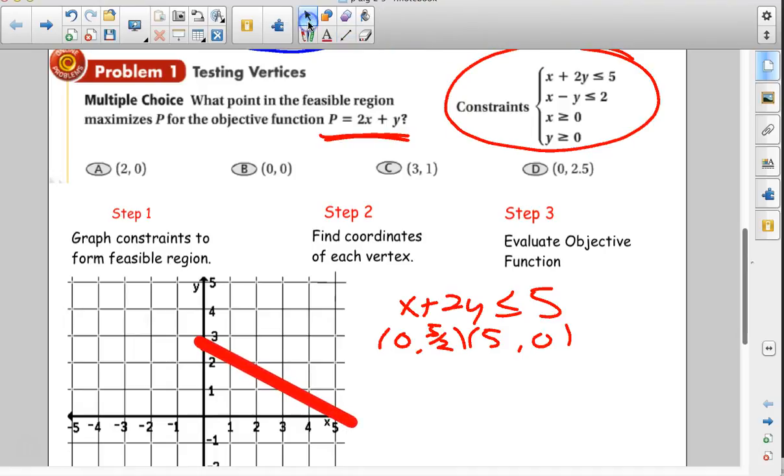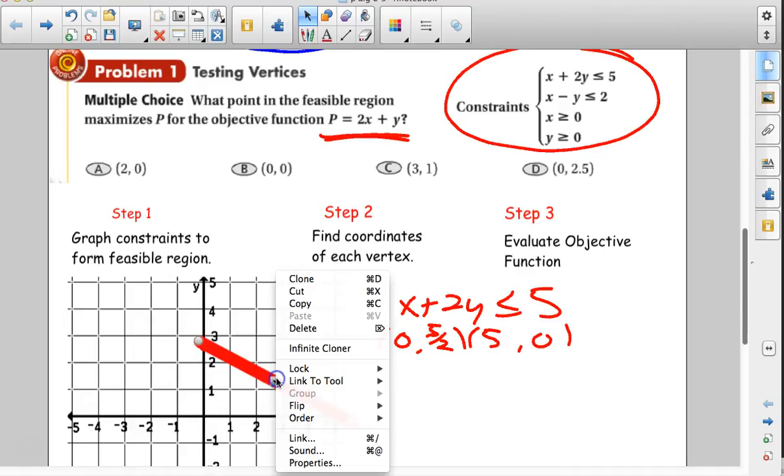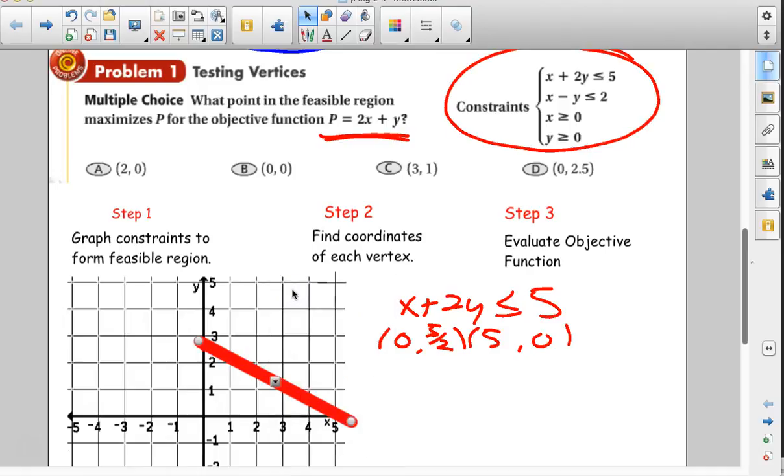That's way too thick. I'm not going to use that. Now, technically it is a line, but I just looked at the last two constraints up there, and I told myself, you know what, I'm really going to be just focused on first quadrant anyway, because it says x is greater than or equal to 0 and y is greater than or equal to 0.